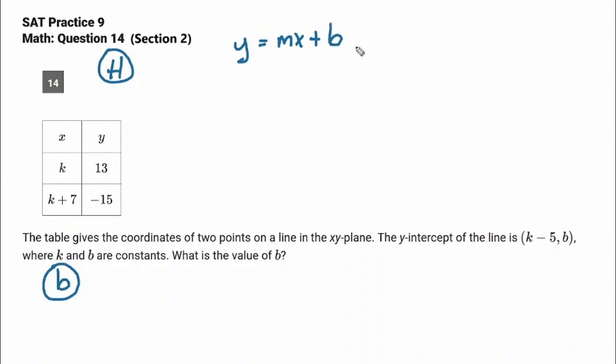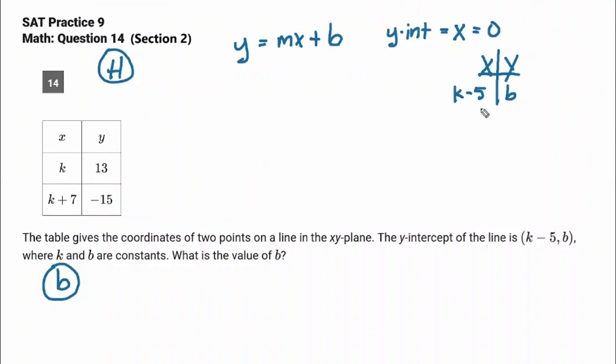Going to need that. And then y-intercept comes up a lot. What is y-intercept? Only one thing that matters about it. Y-intercept is when x equals 0. And x-intercept is when y equals 0. So y-intercept, though, x equals 0. All right, y-intercept of the line is k minus 5b. Well, isn't it true that any point is xy? Yes. So this point is k minus 5b.